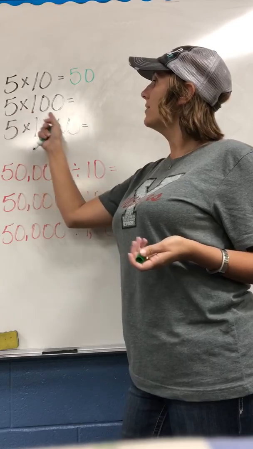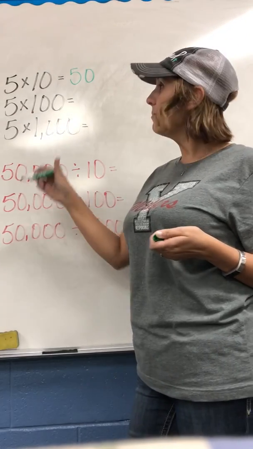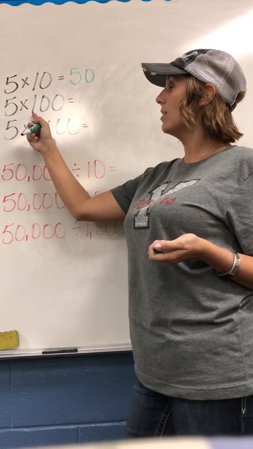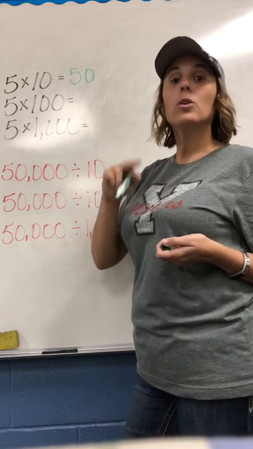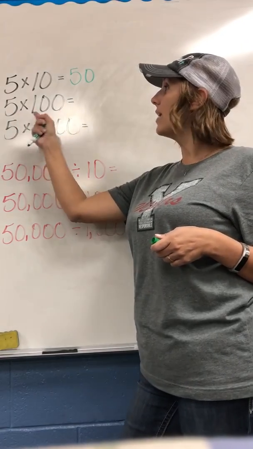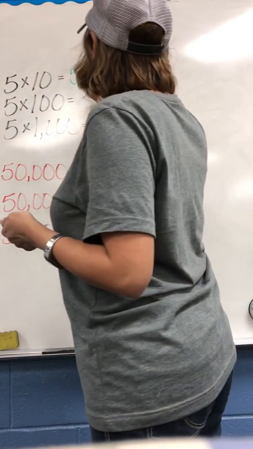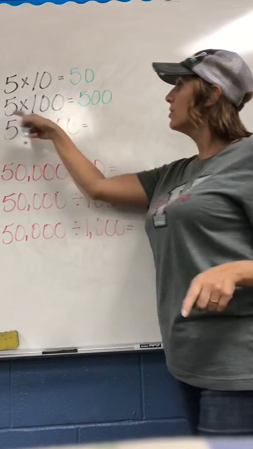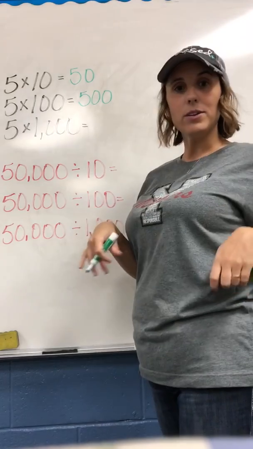Look here, we have 5 times 100, right? So before, when we added 1 zero to the end of this number, now for 100, we're going to add 2 zeros to the end of this other factor here. So 5 times 100 would still be 5, and then add 2 zeros. So 5 times 100 equals 500.